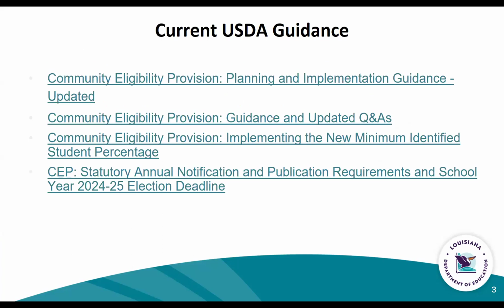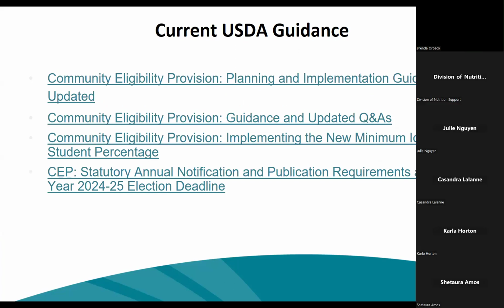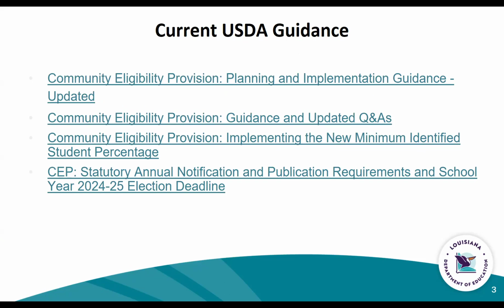So as we covered in our population training, USDA has updated guidance this year. The large manual, the planning and implementation guidance, has been updated, and there is a highlighted version linked here so you can see all of the changes. And then also Q&As talking about the new minimum identified student percentage, which went from 40% to 25%, and also about the annual notification, publication, and election deadlines, which were released in February of 2024.